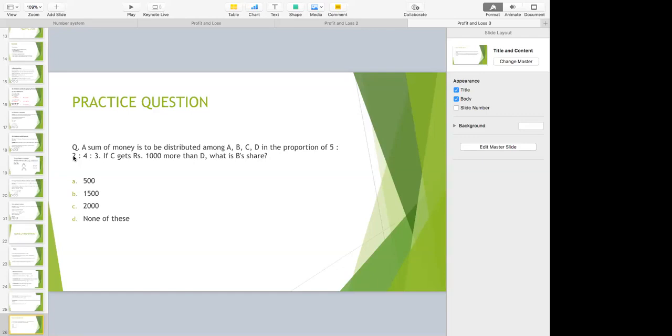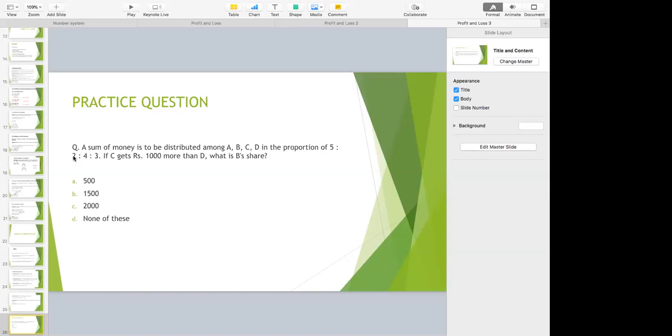And according to the question, C gets 1000 rupees more than D. So if I compare this with parts, C is getting 4 while D is getting 3 parts. So C is getting 1 part more and C is getting 1000 rupees more. So each part is corresponding to 1000 rupees. So I can say that B's share out here will be 2000 rupees.